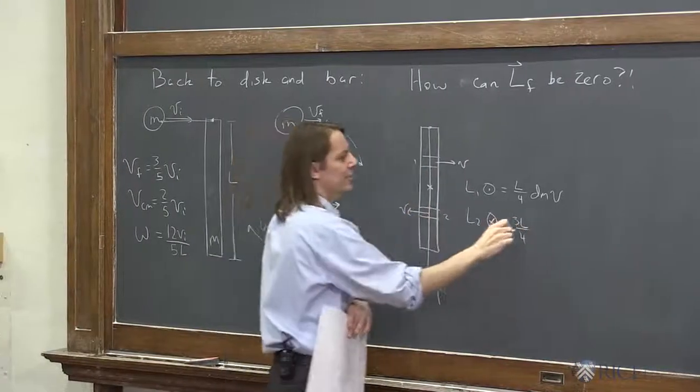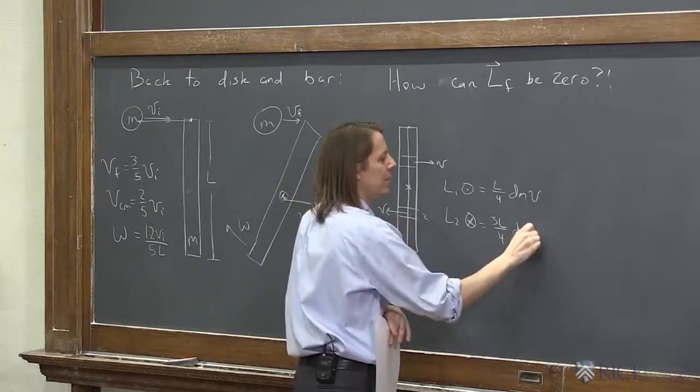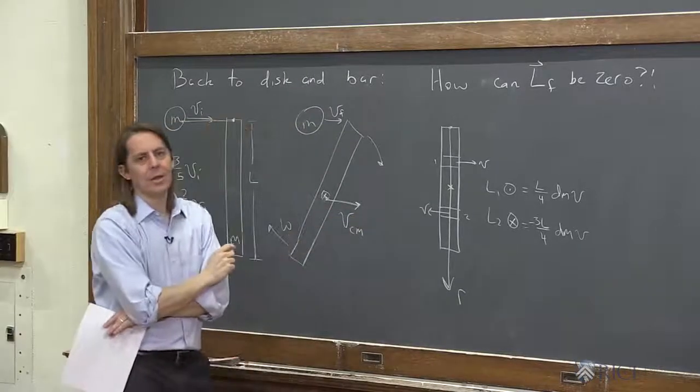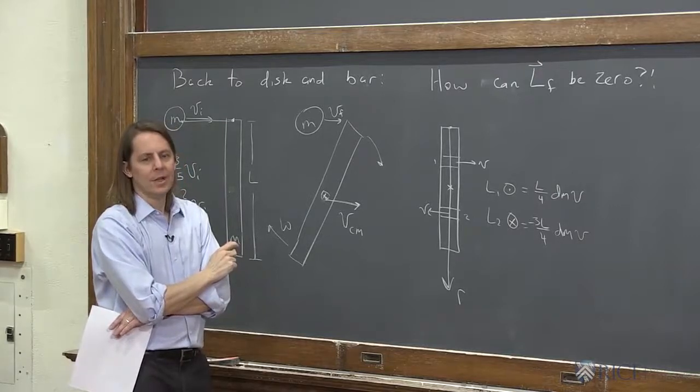And then what is this dm? Same dm, little piece, symmetric piece. It's going to be the other way. But those aren't going to cancel. This one has obviously got a bigger angular momentum because it's at a larger radius at the same speed. So that didn't solve it.